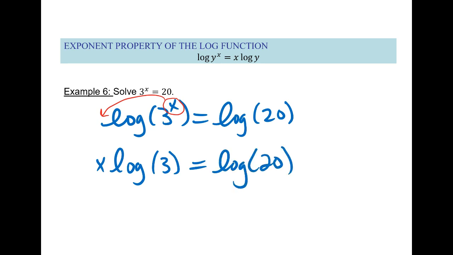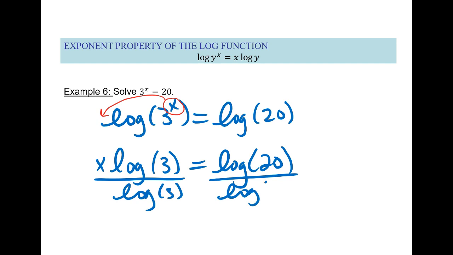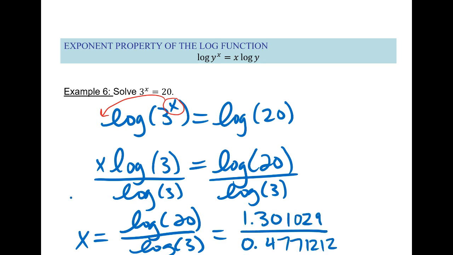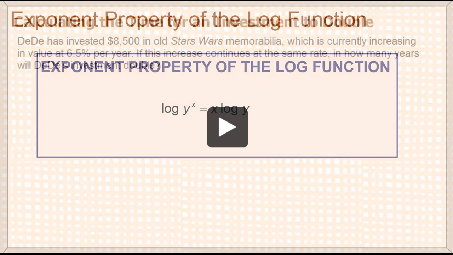And so now I can solve for x by dividing both sides by the log of 3. Okay, so x is the log of 20 divided by the log of 3. And now we just need to use the calculator to find each of those values. So there's the calculator values, and then when we divide those, we get 2.727, and I'll just round that. So you see we were able to solve for x by applying that exponent property of the log function. Let's take a look at the textbook example of using the exponent property of the log function.